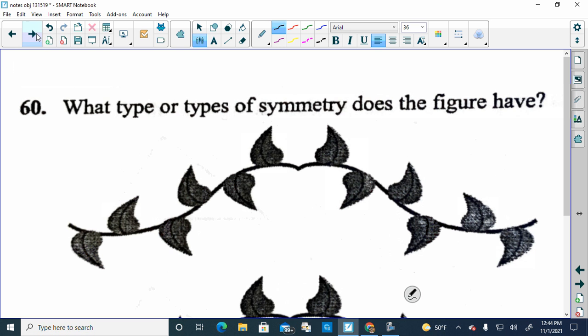Okay, next one. So on 60, you don't need to draw this, but just put symmetry question mark. Okay, so 60, symmetry question mark. Okay, so the two types of symmetry that you had were rotational symmetry and reflectional symmetry. So rotational symmetry would mean that you would be able to take this shape and rotate it somehow where it looks exactly the same as the original, okay?